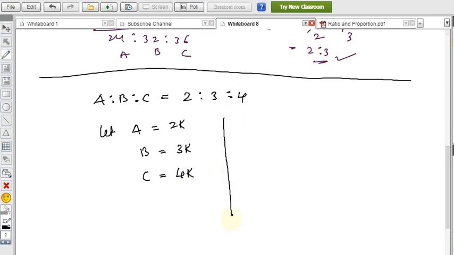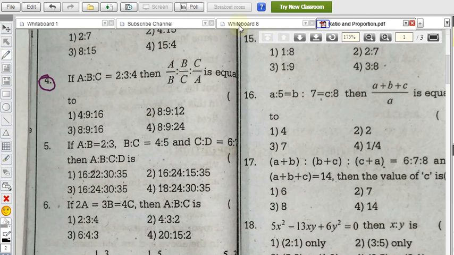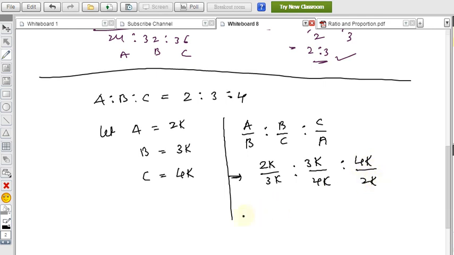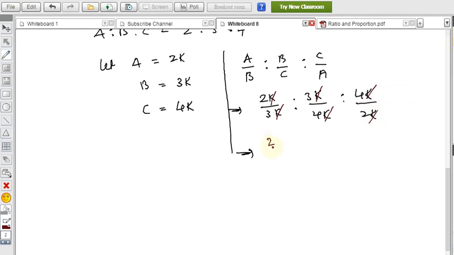Let us assume this. Then the value you have to find out is A by B, B by C, and C by A. Just substitute. A by B: A is 2k, B is 3k, so 2k by 3k. B by C is 3k by 4k. C by A is 4k by 2k. Directly also you can take, because anyway k gets cancelled. The k terms will get cancelled here, since numerator and denominator are the same, because it is all ratio. Then what you got finally? 2 by 3, 3 by 4, 4 by 2.